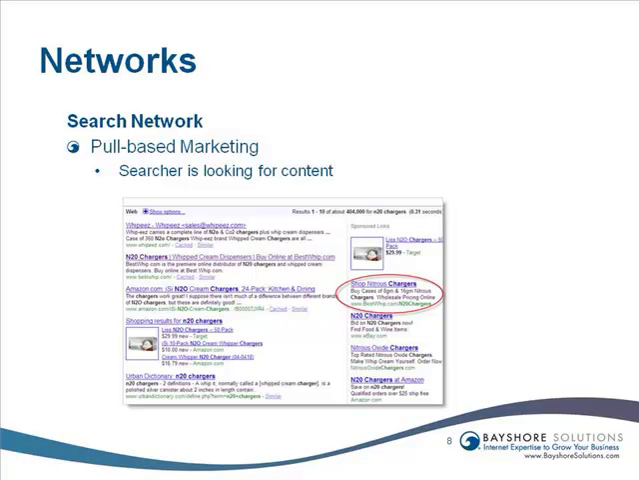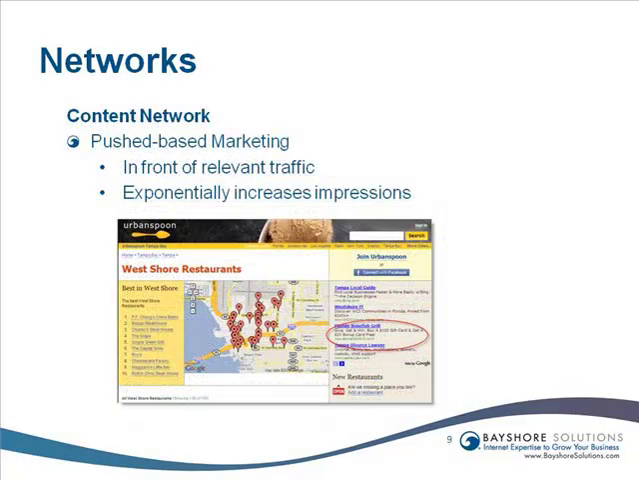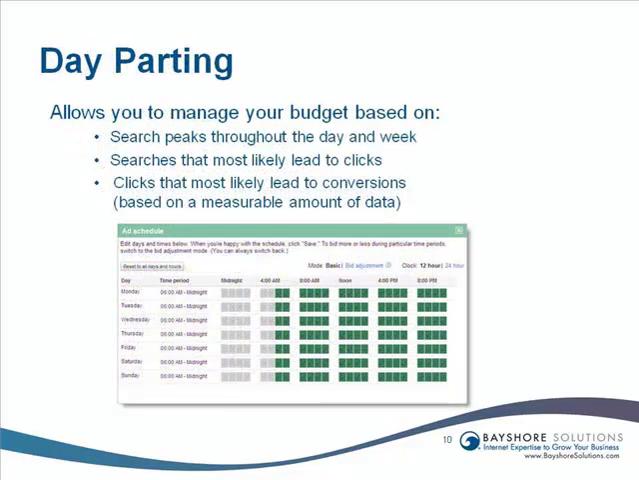The next network would be what's called the content network, and this is really different websites that publish Google's sponsored ads on their site. And what you try to do with network-based pay-per-click advertising, this is a push-based marketing as opposed to the search, which is a pull-based marketing. The next piece, core competency, is day parting.